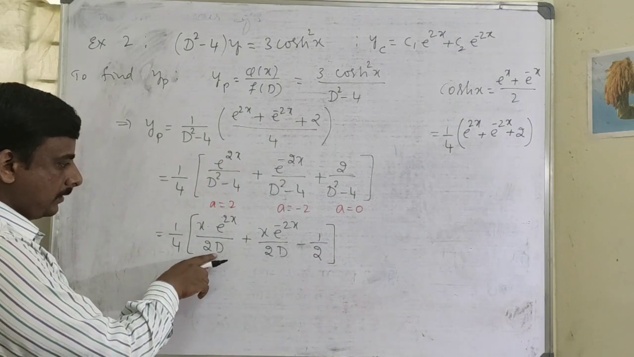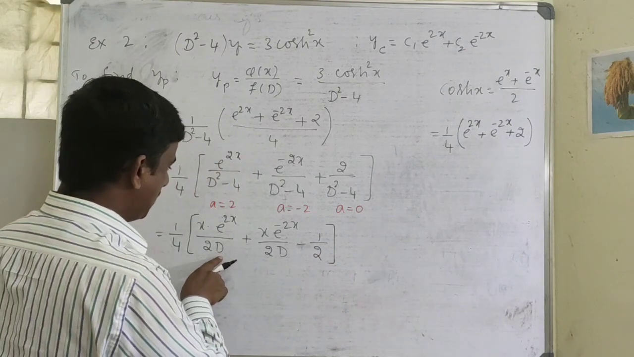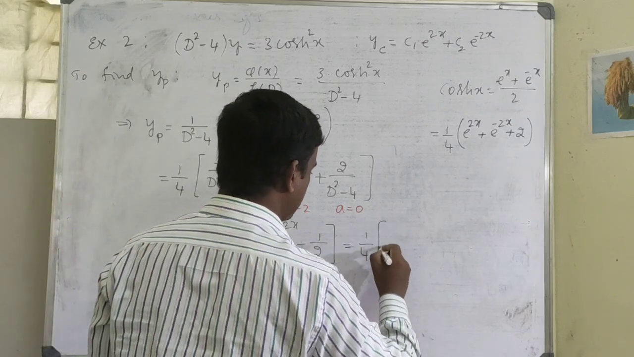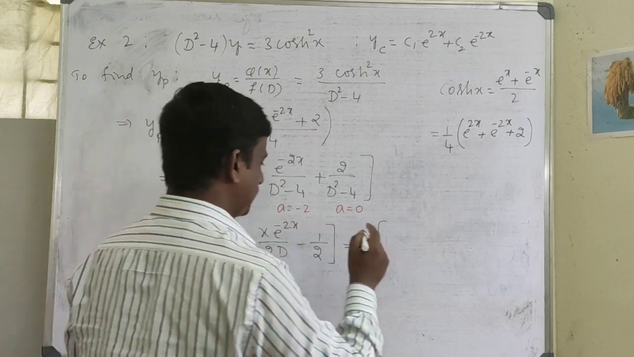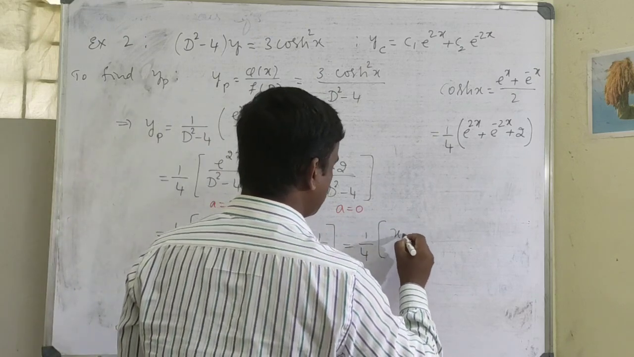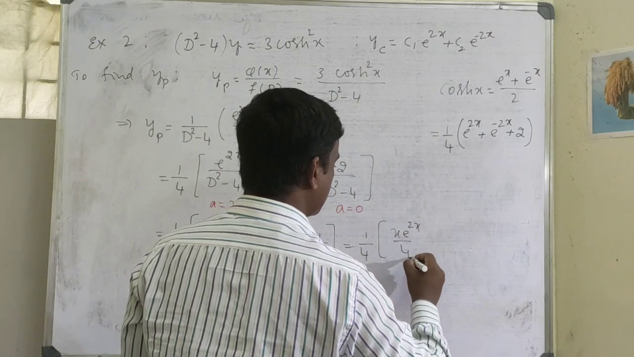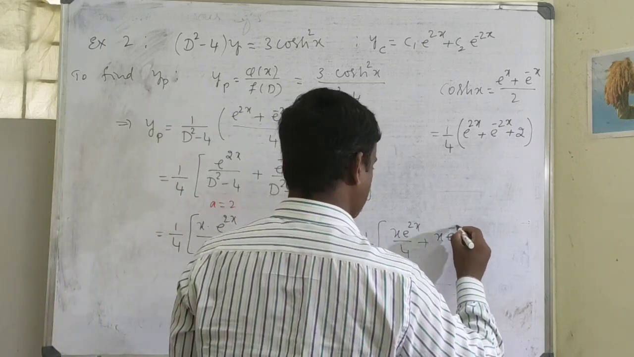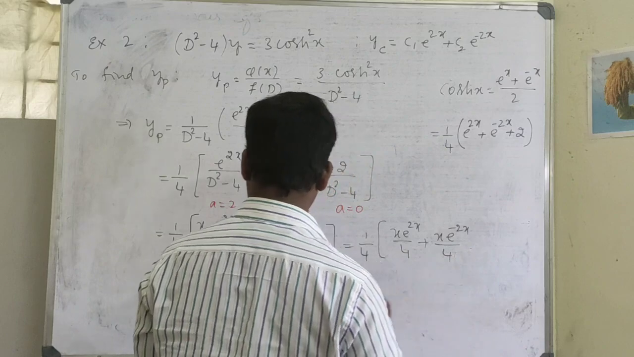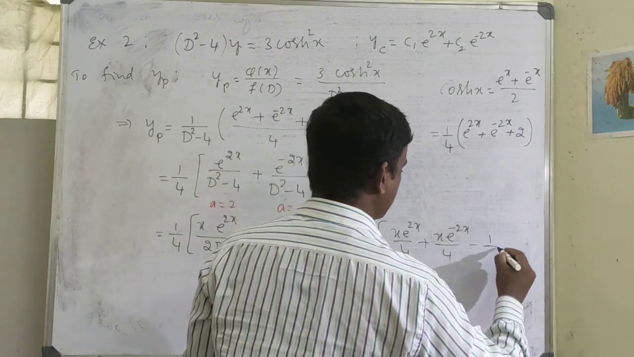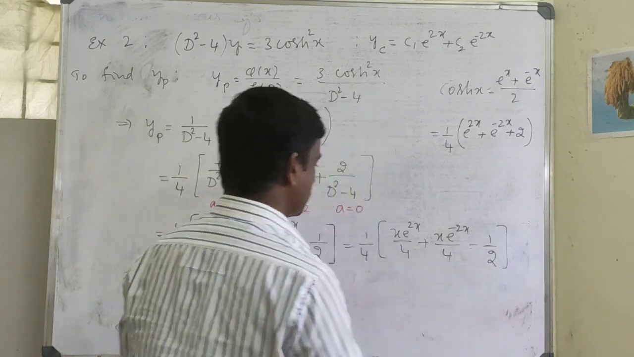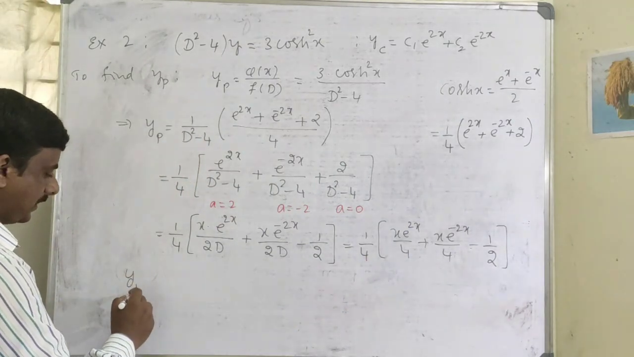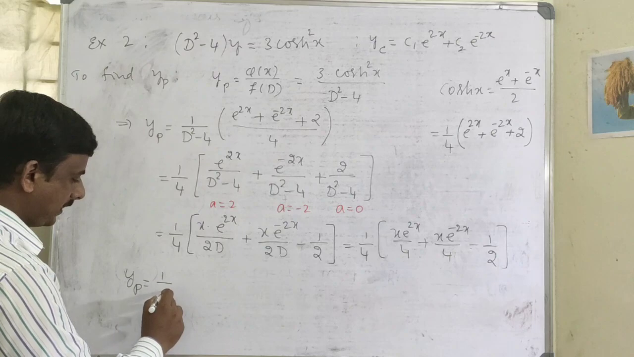Now replacing D by 2 here, so I'll write once again here 1 by 4 into x into e power 2x by 4 plus x into e power minus 2x by 4 minus 1 by 2. So take 2 outside here. So I can rewrite that as yp equal to 1 by 8 times.